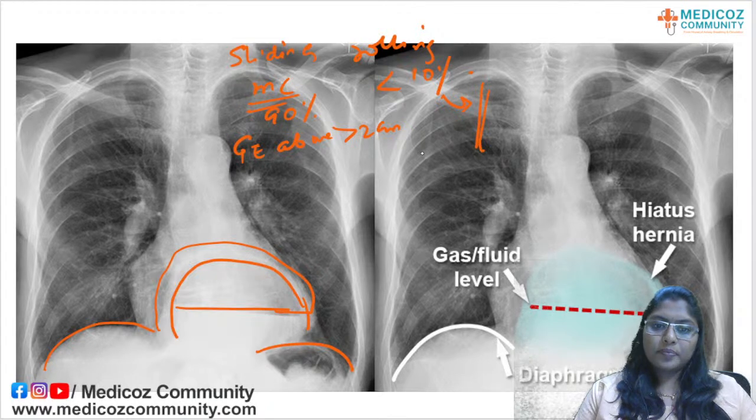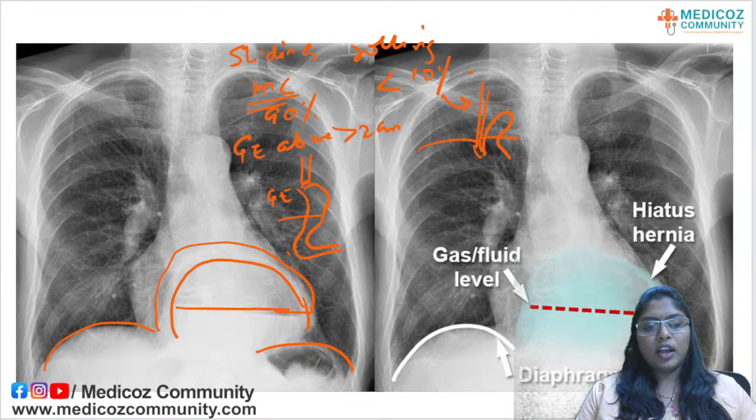The diaphragm, this is the GE junction, but there will be a part of the stomach which is above the diaphragm, whereas in this case the GE junction is here, as well as the gastric fold is here. The rest of the stomach, duodenum, everything continues here. Okay, this is for a brief idea about hiatus hernia and how it looks on a chest x-ray.